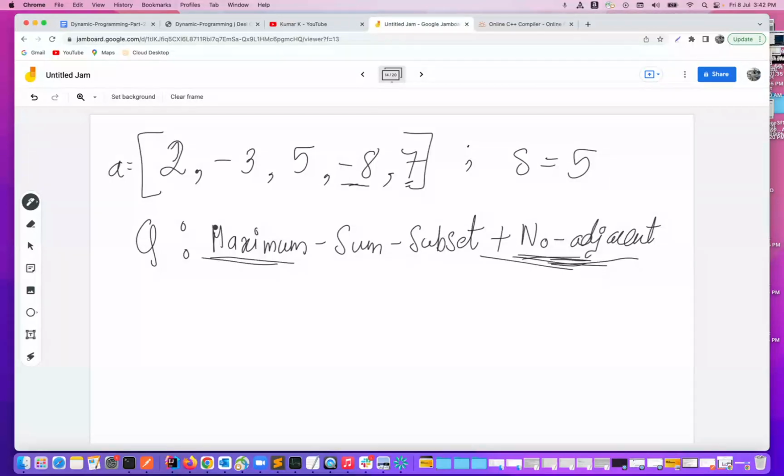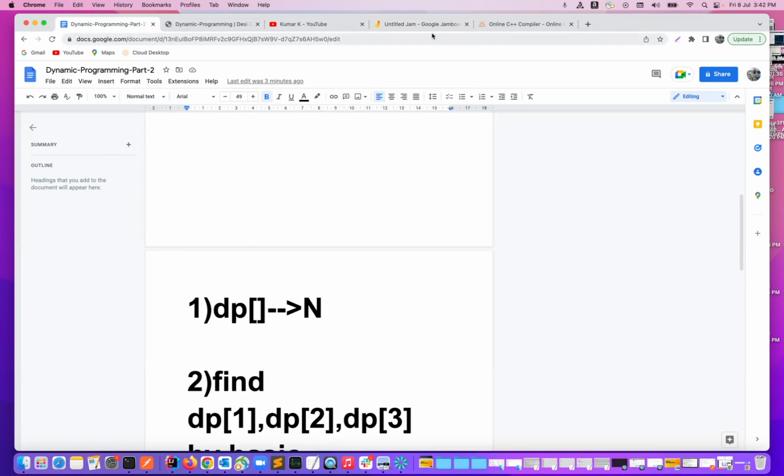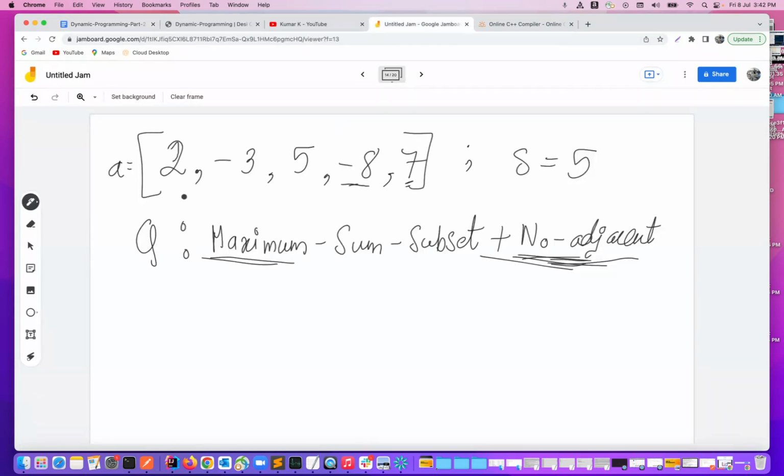So what was our first step? The first step was to create a DP array of size n. Here n is 5, the size of the array is 5. So say I have now a DP array.